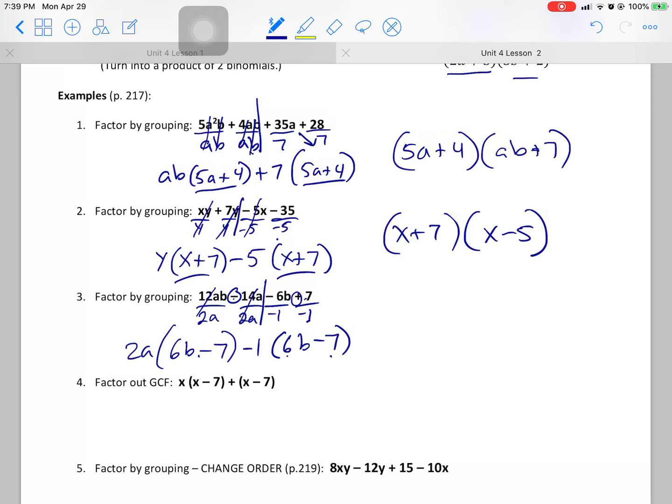Okay, so dividing both terms by negative 1 gets you the same thing you have over here, which is your greatest common factor now, and what's left goes in there. Okay?